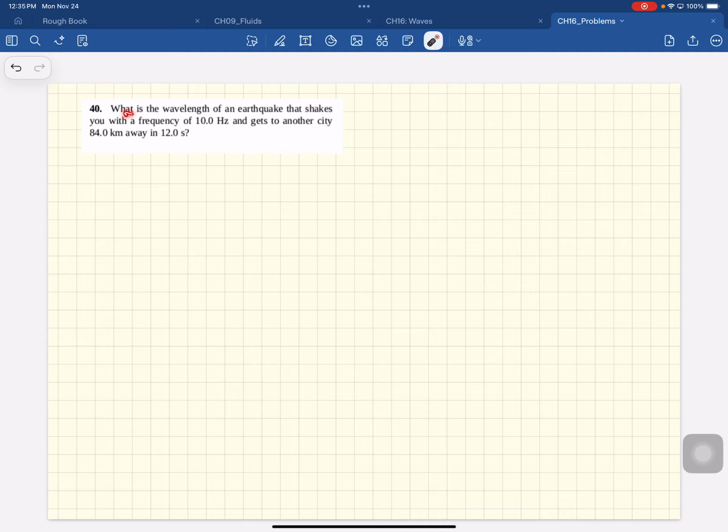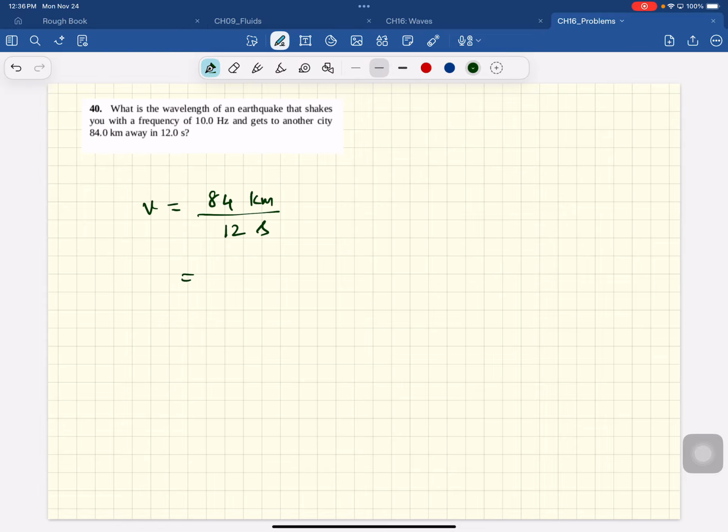So this problem says, what is the wavelength of an earthquake that shakes you with a frequency of 10 hertz, so 10 oscillations per second, and gets to another city 84 kilometers away in 12 seconds? So the speed of the wave is 84 kilometers divided by 12 seconds. Okay, this is 7 kilometers per second.